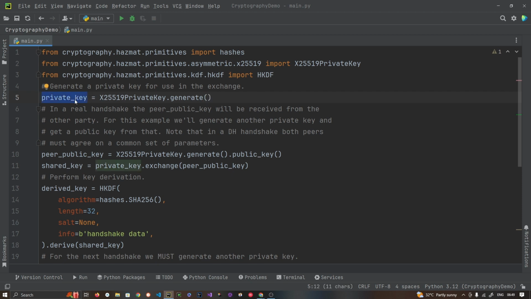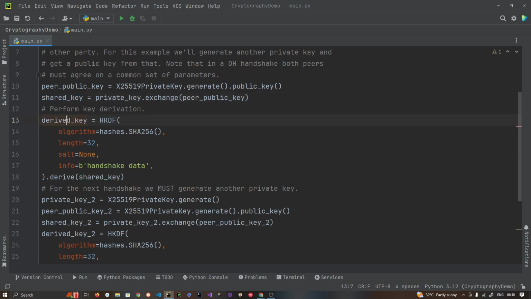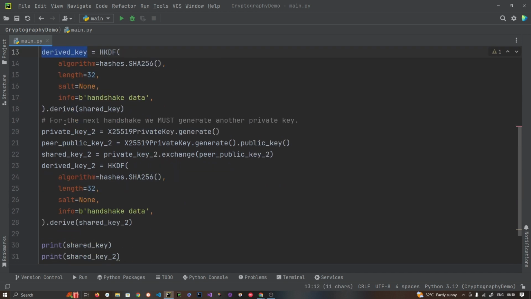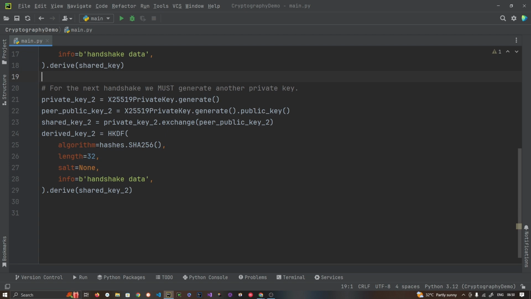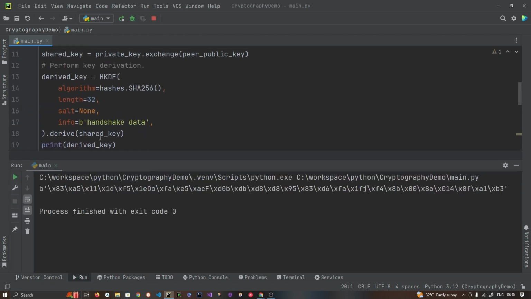So first of all, the first party creates a private key. In a real handshake, the peer public key will be received. So let's assume that this peer public key we are receiving from another party. Then this exchange happens: private key dot exchange with this peer public key, and we get the shared key. And from the shared key we derive the final key. This is the derived key. So actually, this derived key should be the one that we should be printing. Basically, this shared key here is common across both parties.